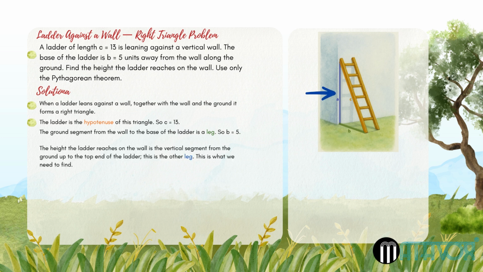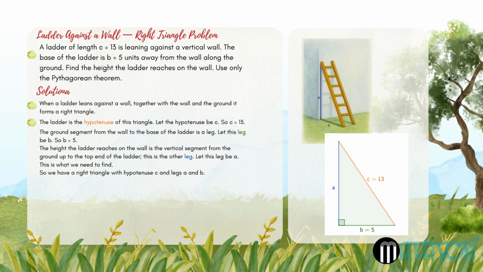The height the ladder reaches on the wall is the vertical segment from the ground up to the top end of the ladder. This is the other leg. This is what we need to find. So we have a right triangle with hypotenuse c and legs a and b. To find the leg a, use the Pythagorean theorem.